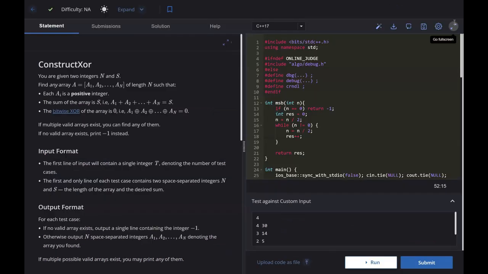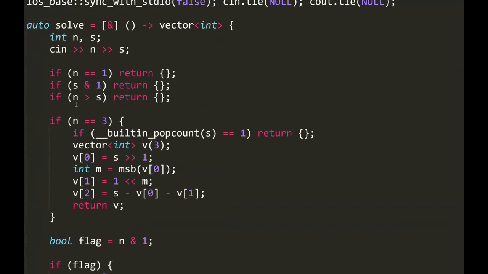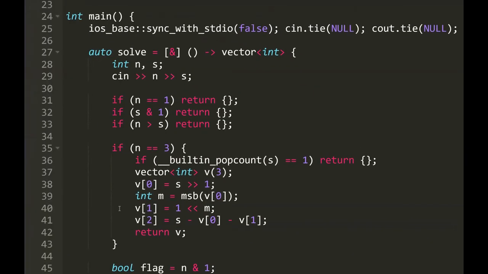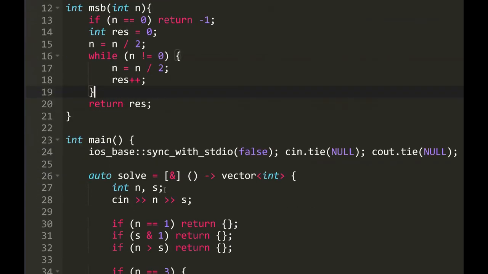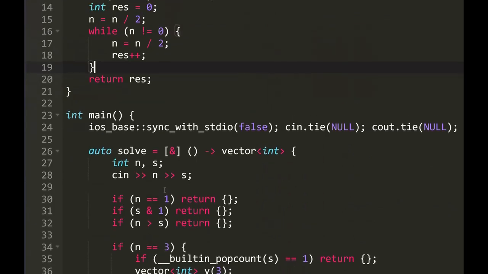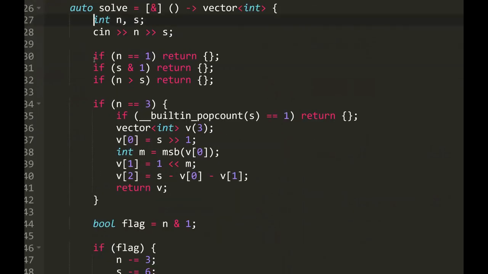I'm not sure if my code is clean or not. By the way, this is a function for MSB. I just have it in my template so that I can copy and paste it during the contest. For each and every test case, I'm first of all taking n and s as input. These are the trivial cases: what if n is 1, or s is odd, or n is greater than s. In all these cases, the answer would definitely be no, so I'm just handling them here.